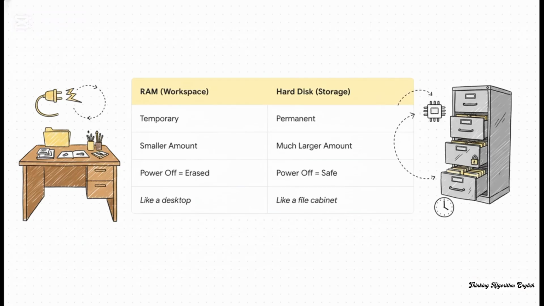RAM, or random access memory, is your desk. It's for the files you're actively working on right now. It's super fast access, but it's temporary. When you turn the power off, whoosh, the desk is cleared. Your hard drive, on the other hand, is the giant filing cabinet in the corner of the room. It stores everything permanently, but it's a little slower to get things from. So when you open a program, the computer is literally pulling a copy from the filing cabinet, the hard drive, and placing it on its desk, the RAM, so the CPU can work with it.